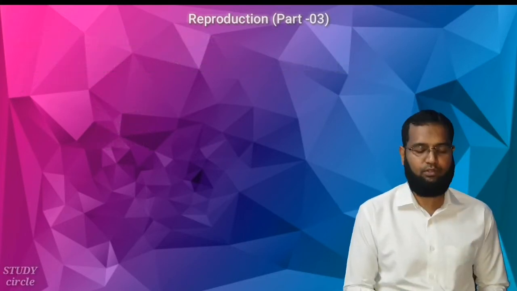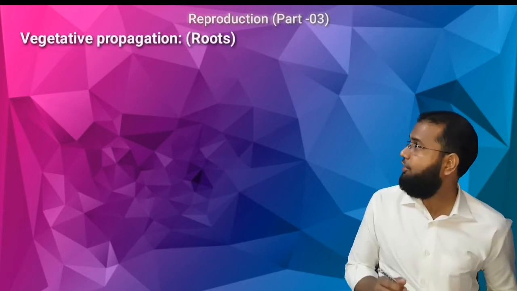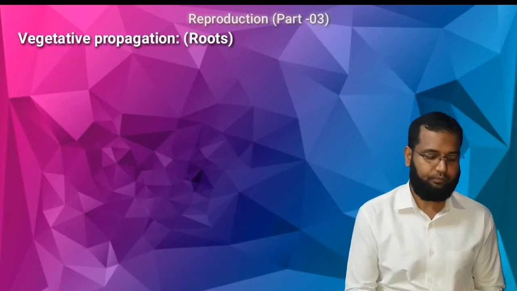In the last topic, we saw vegetative propagation. We came to know that vegetative propagation takes place in two ways: natural vegetative propagation and artificial vegetative propagation. Natural vegetative propagation takes place by a part of the plant, that is the root, or by using the stem of that plant, or by using the leaf of that plant. Now we will see vegetative propagation by roots.